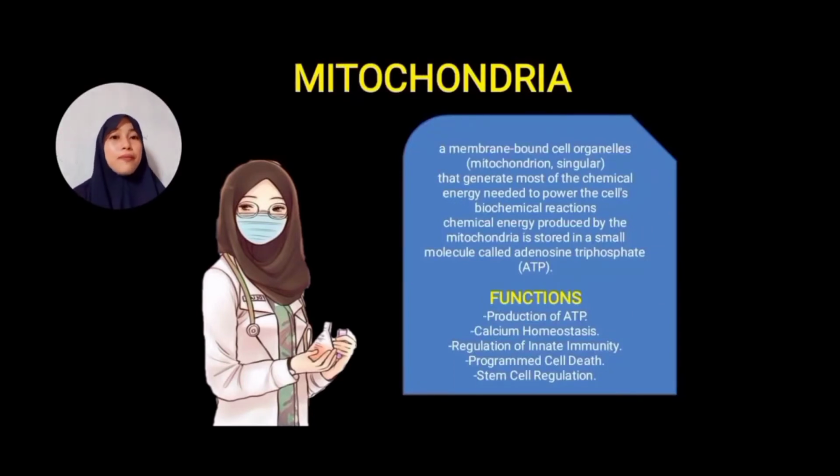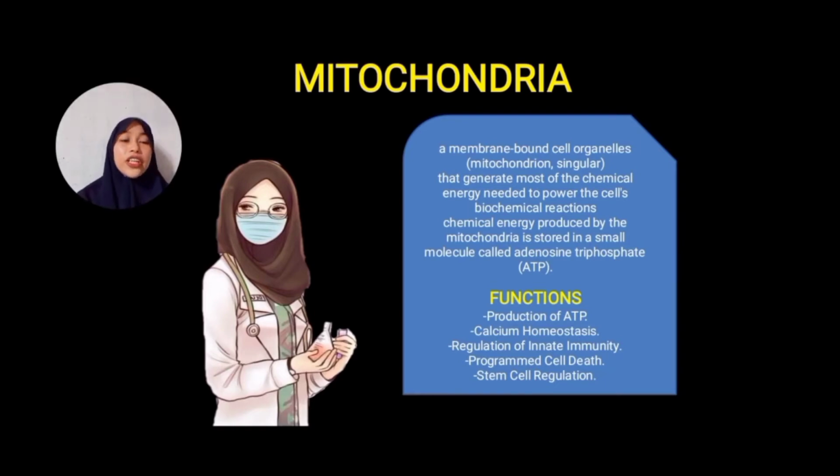To understand more about mitochondria, let's proceed to its functions. The first function is production of ATP, a molecule that cells use as a source of energy. The next one is calcium homeostasis, the maintenance of a constant concentration of calcium ions in extracellular fluids. That's why the role of mitochondria in calcium homeostasis is very important, because there is a link between mitochondrial level of calcium and metabolism.